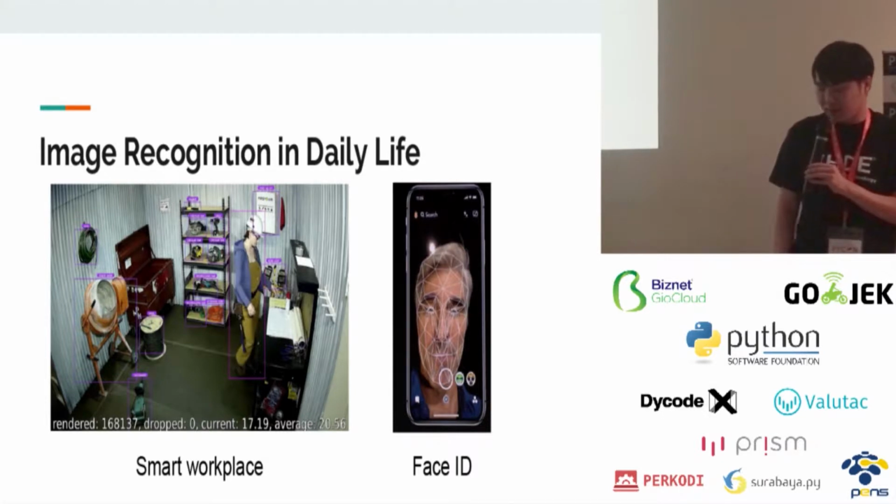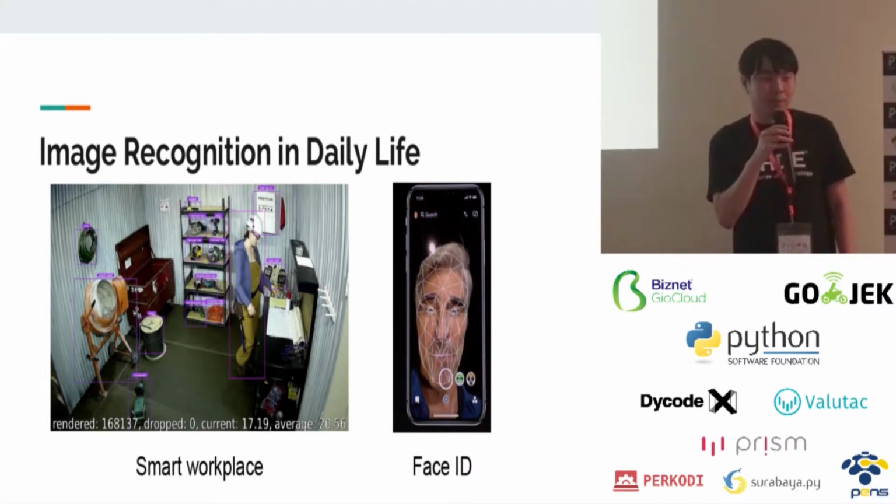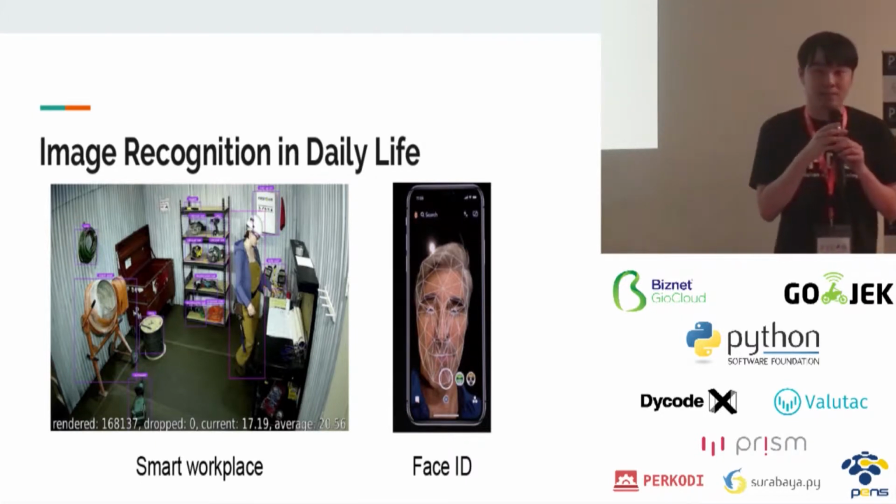And the left one is actually from Microsoft presentation. They are trying to make a smart workplace with image recognition. So you can detect where the workers are located, you can detect where the tools are located, and it will be integrated with their Azure system. And recently Apple released the iPhone X, which is integrated with the Face ID system.